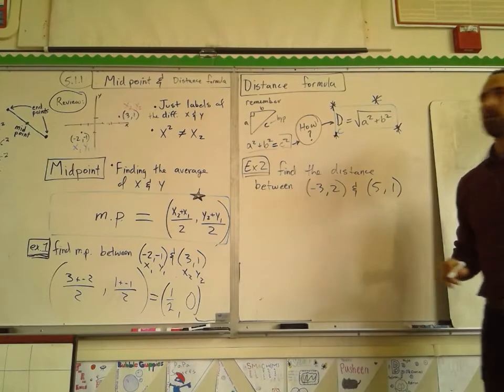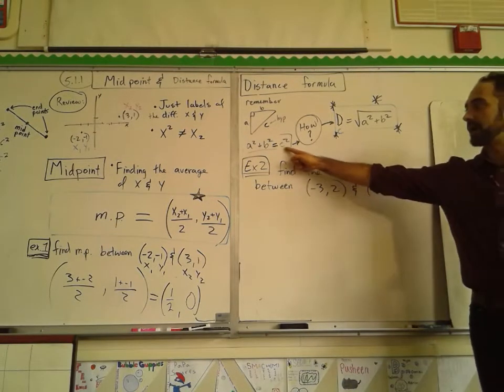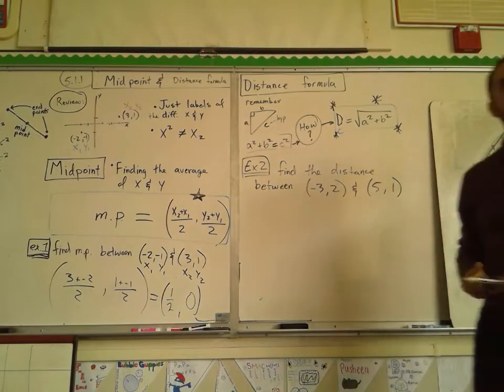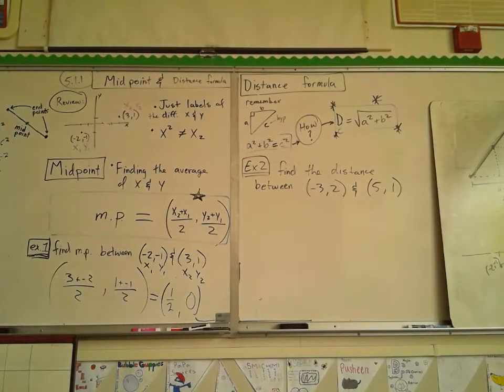So let's see, 10 seconds, go and talk with your neighbor. How do you go from Pythagorean to the distance formula? How are we going to do it? You just flip it around and square root. You just square root both sides.